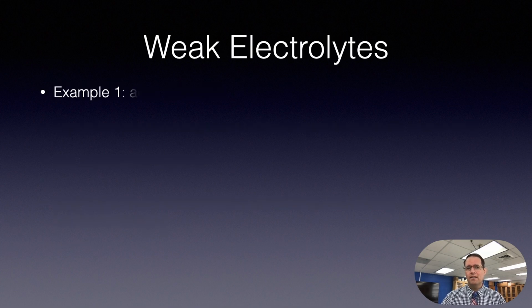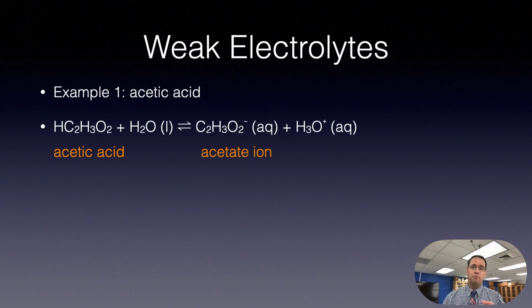Let's look at one example that I would like you to remember. So memorize or write this equation down in your notes as you're taking notes here. We've got acetic acid, which has that crazy formula there, HC2H3O2. When that dissolves into water, it actually reacts with the water molecules to produce minor, very small amounts of acetate ion and hydronium ion, okay?